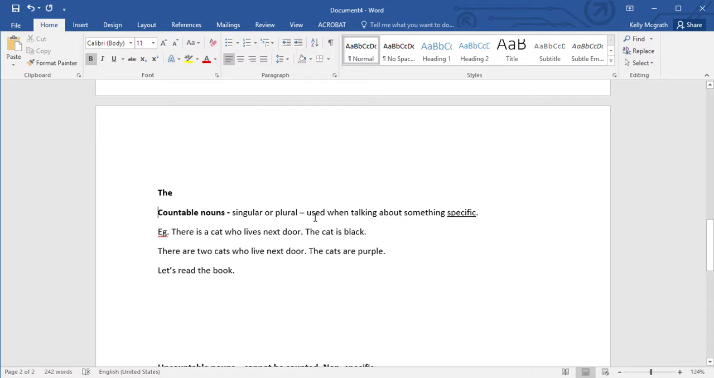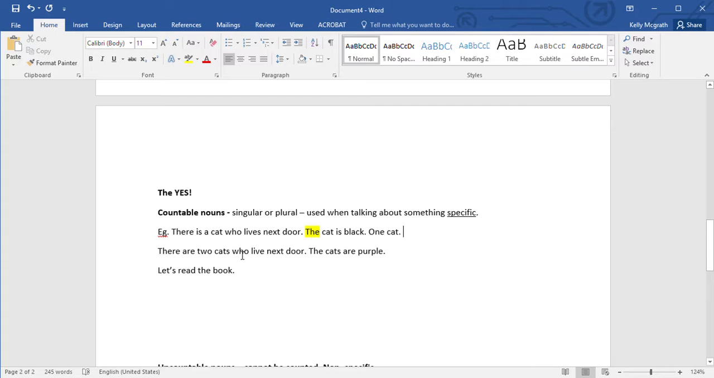You use the determiner the, so we say yes, do use it when you're talking about something specific. So a specific number. I'll give you an example here. There is a cat who lives next door. The cat is black. Which cat? The cat who lives next door. So there is one cat. I know that there is one cat. I can count it. So I do use the here. That is correct because I'm talking about a specific cat.